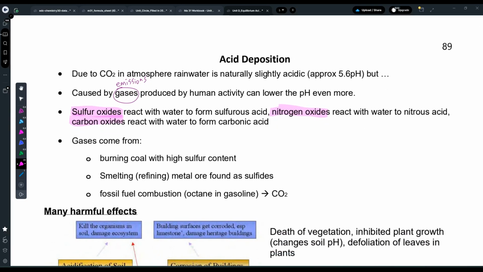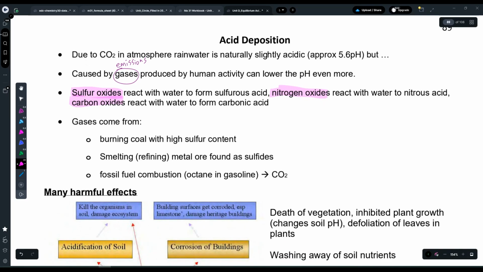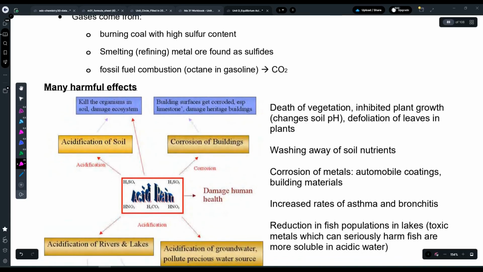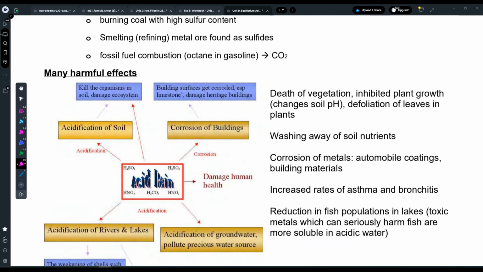And these sulfur oxides, nitrogen oxides, and carbon oxides come from a variety of different sources, such as burning coal in power plants, where the coal has lots of sulfur in it. Another place where you're going to find these gases being produced is when humans are refining or smelting metal ore. And then last but not least, fossil fuel combustion. So when you are running your car, that produces carbon dioxide, which mixes with the water in the air to produce carbonic acid. Okay, so why do we care about acidic rain?